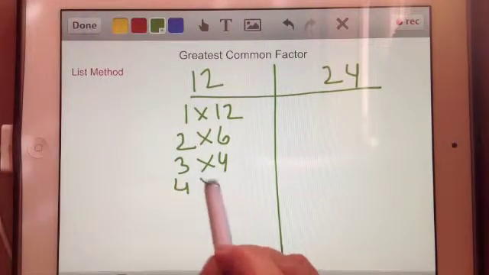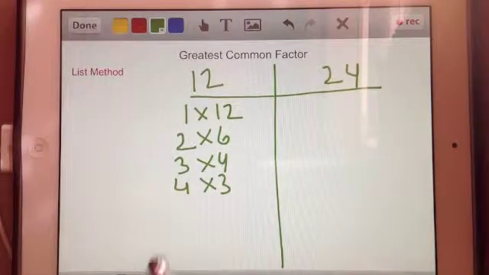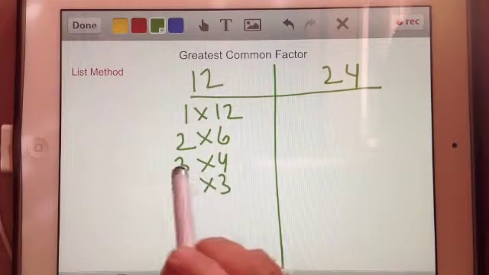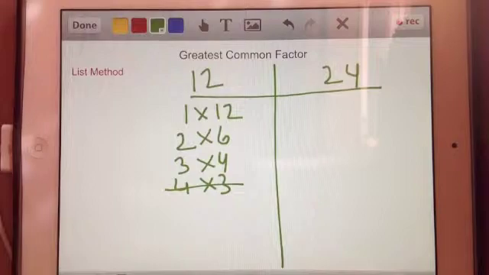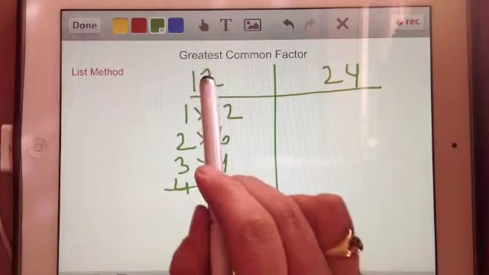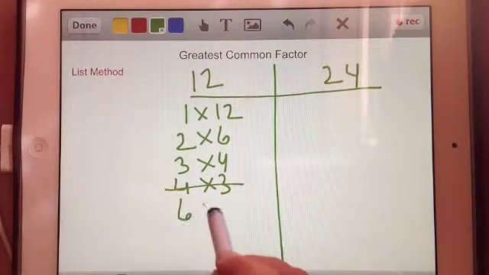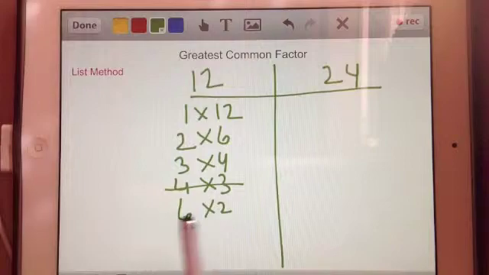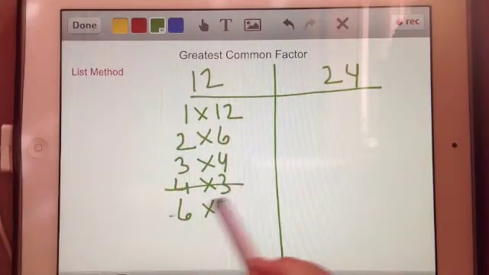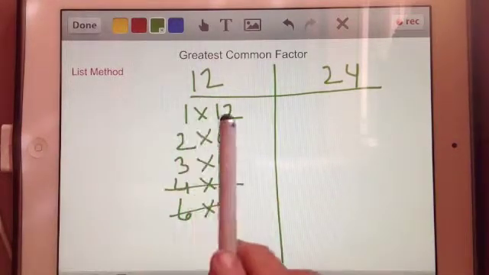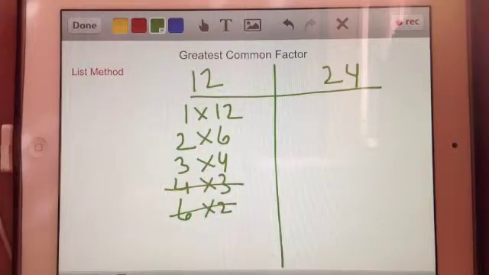4 times 3 equals 12, but just as I did not write it before, this time I did write it because 4 times 3 is the same thing as 3 times 4. I'm just going to cross it off. I don't need to write that one twice. How about 5? Can 12 be divided by 5? No. 6? Yes. So 6 times 2 equals 12, but that is a repeat of 2 times 6. So I'll cross that off. And there are no other numbers I can write here that I can multiply to equal 12. I have 1 and 12, 2 and 6, 3 and 4. Those are all the factors.